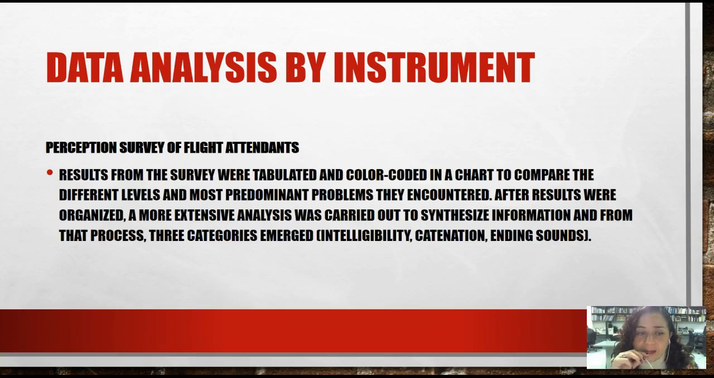After results were organized, a more extensive analysis was carried out to synthesize information, and from that process, 3 categories emerged: intelligibility, catenation, and ending sounds. So, as you can see here, the researcher presents the procedures used in order to analyze the data, but also previews the categories that emerged from that particular instrument. In your case, you don't have to do that. It is only if you have emerging categories from one instrument. Remember, we will talk about triangulation later.